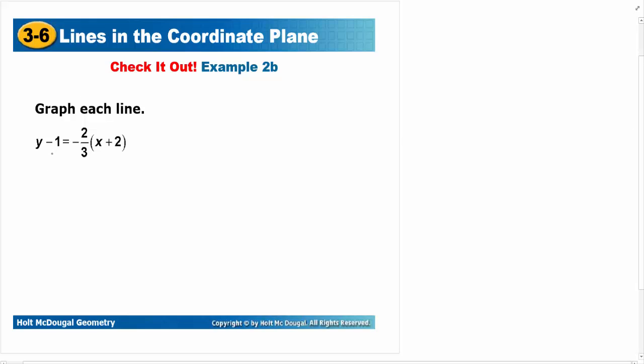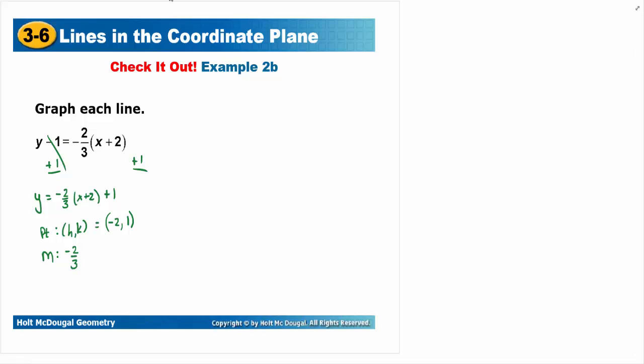Next up, let's do another point slope form graph. Let's just do the actual graph of it. So in this case, we're going to just add 1 real quick to both sides. So y equals negative 2/3 x plus 2 plus 1. So we'll go through this one a little bit faster now. We got a point, which is HK, and remember, these are opposites for H, so that'll be negative 2. This is not opposite with the plus 1, so positive 1, so that's your point. Your slope is negative 2/3. So let's graph this one quickly.